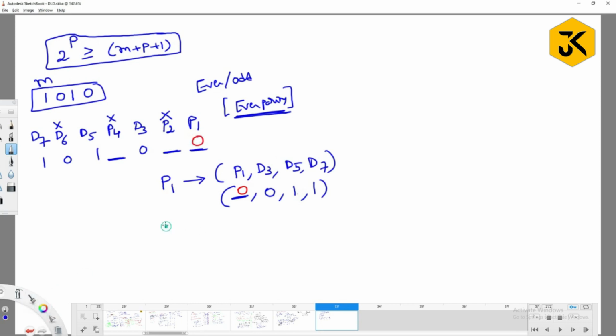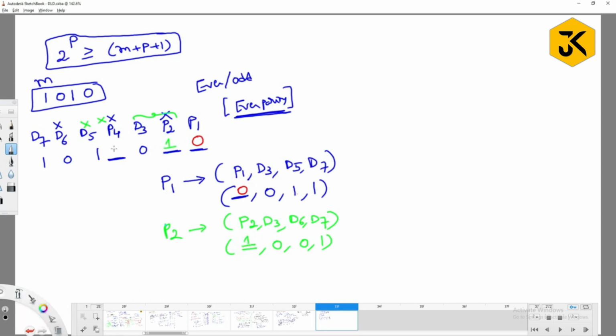Now to find out P2, you have to write two consecutive terms, P2, D3, then leave out two terms and write the next two terms, D6, D7. What is P2? Don't know. What is D3? 0. D6 is 0. D7 is 1. To make this even parity, P2 also even parity, what do you have to do? You have to add 1 here. So I have added 1.